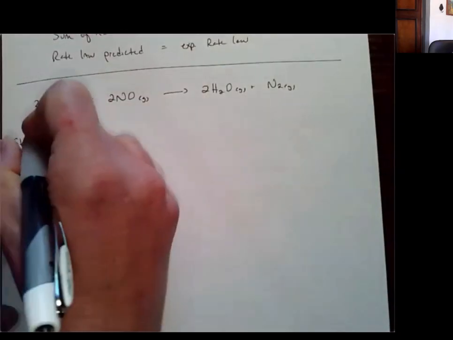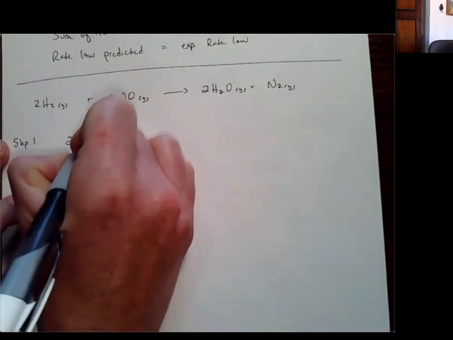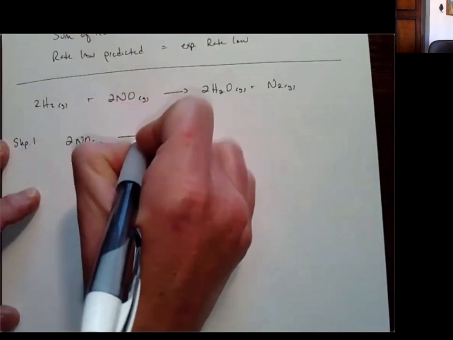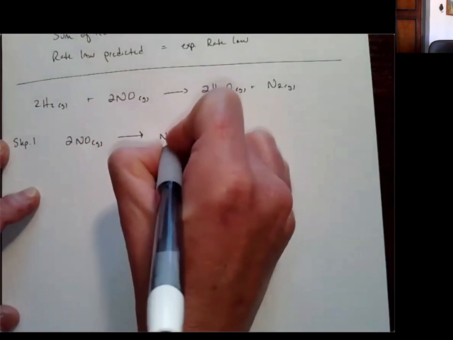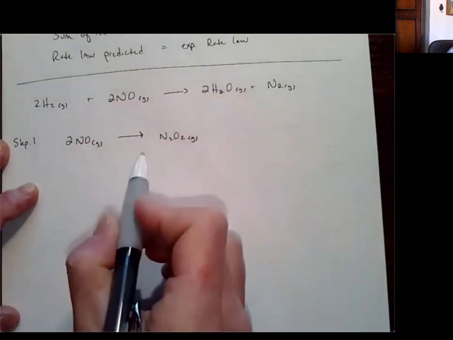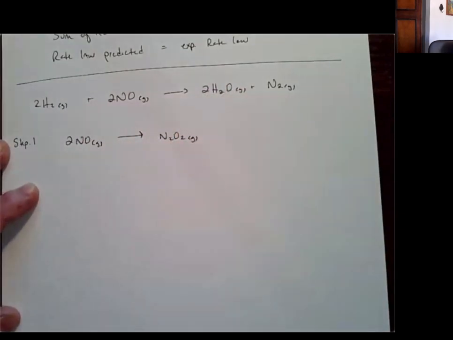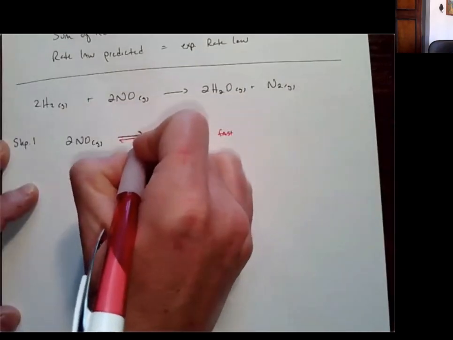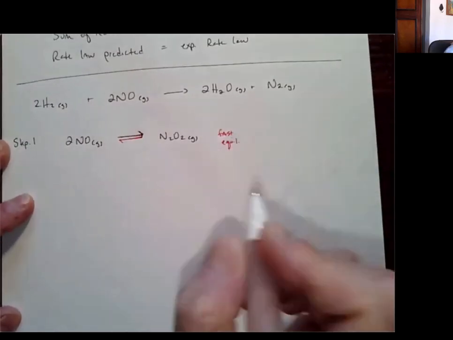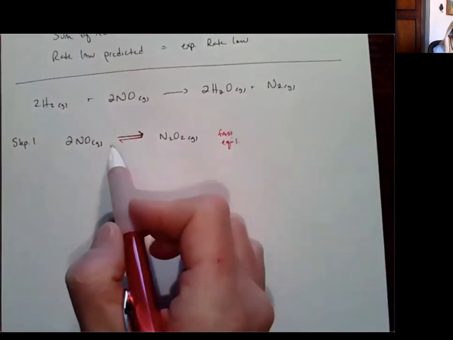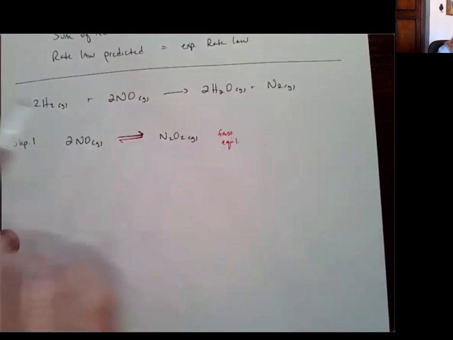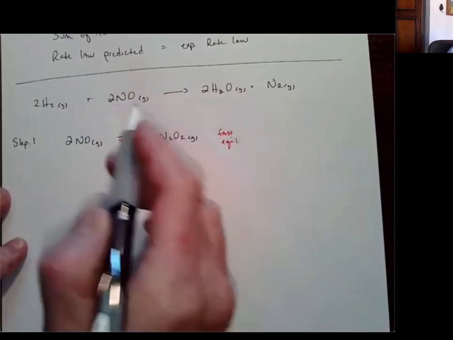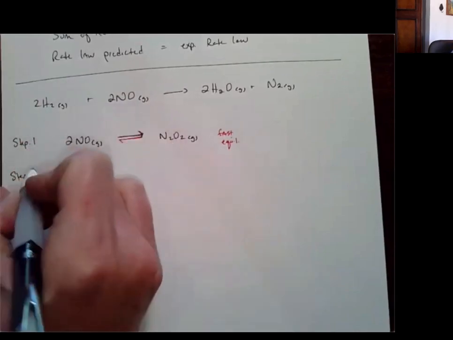Step 1 happens when I have two NO gas molecules going into N2O2. So basically they combine together. This step is fast, so that means it's going forward, but it's also going backwards. So I have equilibrium. My first step is going to reach some equilibrium, and then it waits.